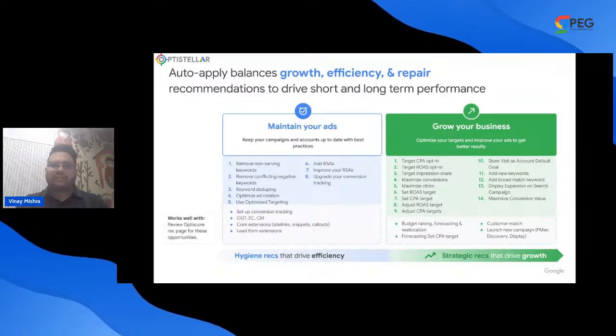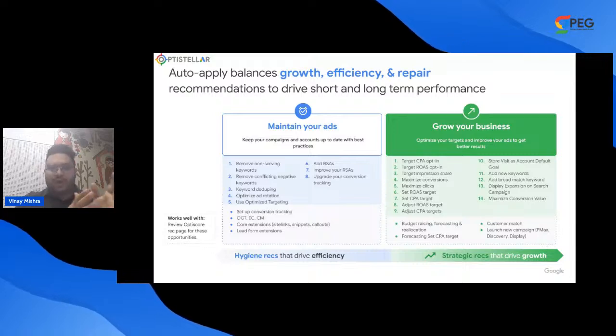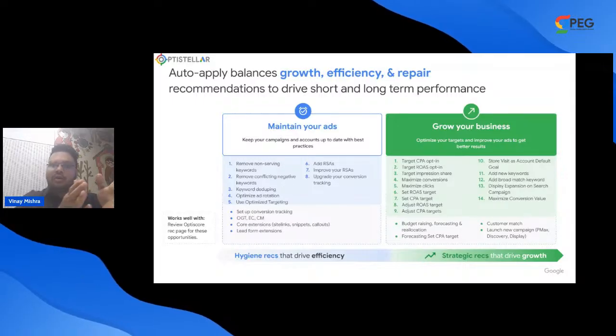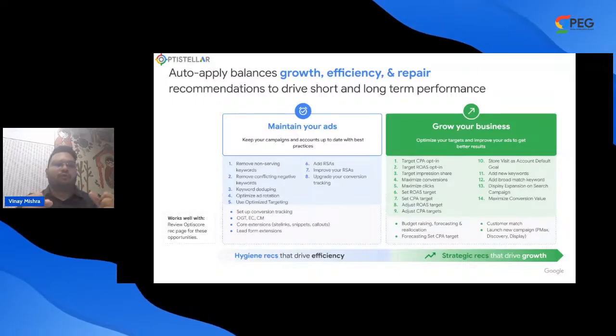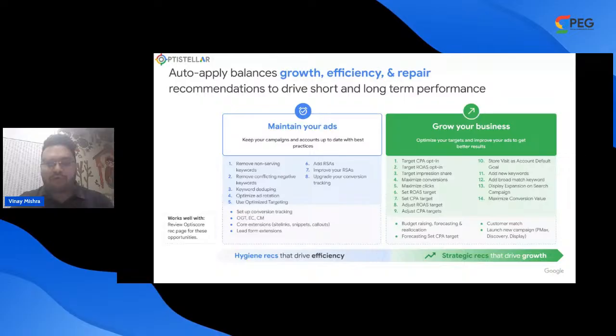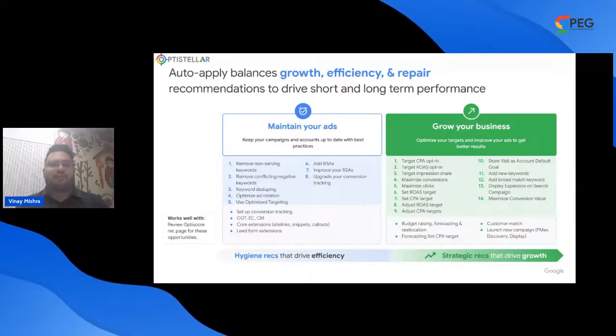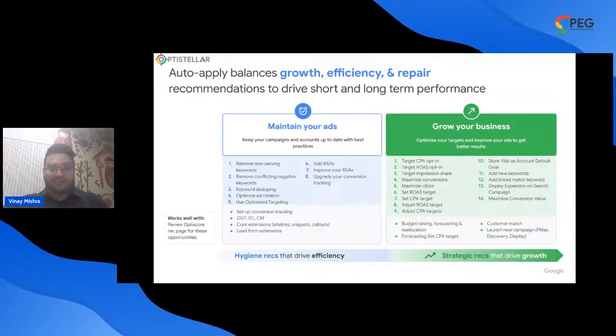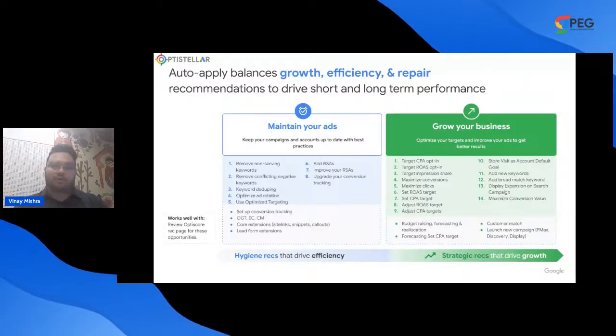So you'll have to understand what exactly we are expecting from the auto apply recommendations. You're also in control, wherein you're maintaining your ads, where you want to maintain the hygiene of your particular account, and once that is taken care of, you can probably start shifting towards the strategic and the growth part here.